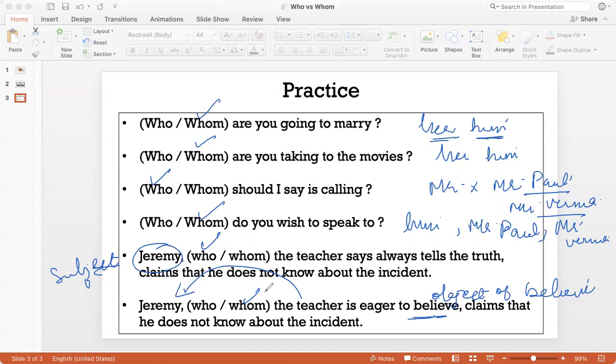So I know that this can be confusing, but if you understand that who is the subject pronoun and whom is the object pronoun, then any question involving these can be answered by closely looking at what the sentence is saying. Hope this exercise was useful.